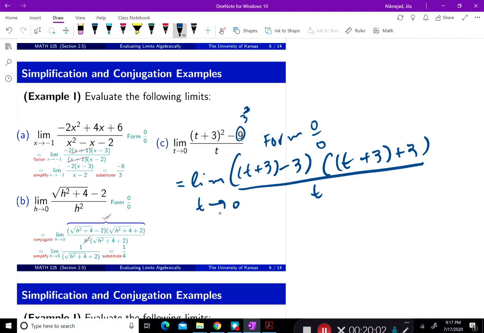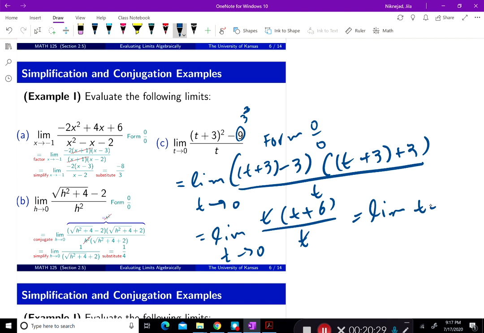T goes to 0. And then how I end up is the top is t times t plus 6 divided by t. Another way of doing that was that if you expand the binomial and subtract 9. And these two simplify, and still you will have the same limit even though the domain is changed. And the value of the limit is 6.